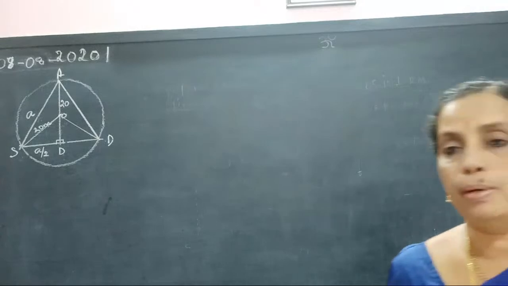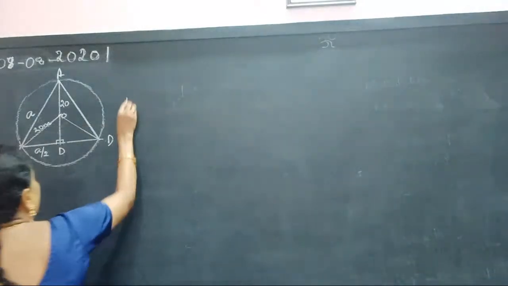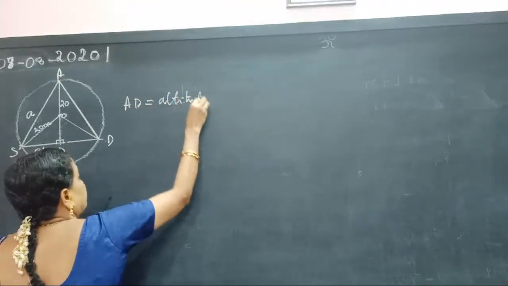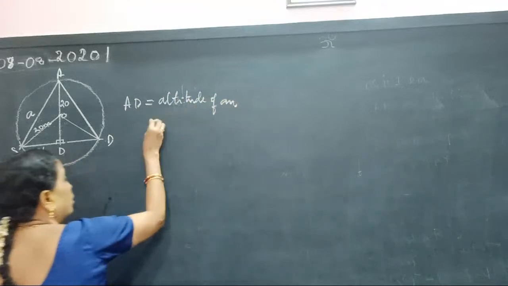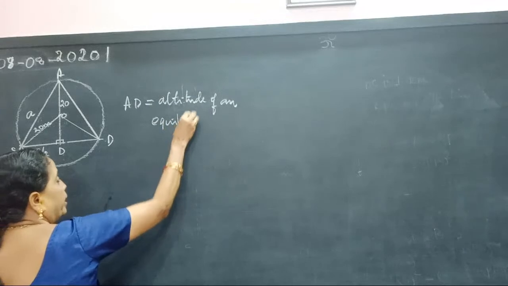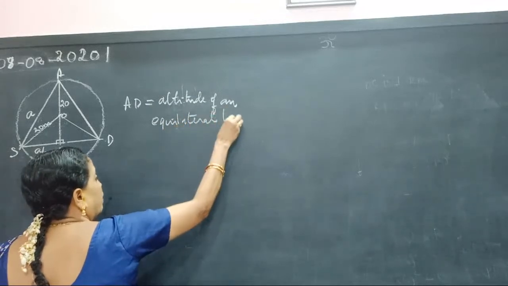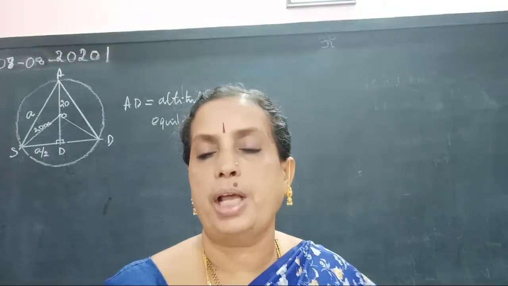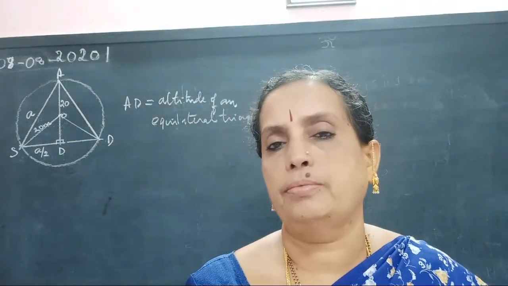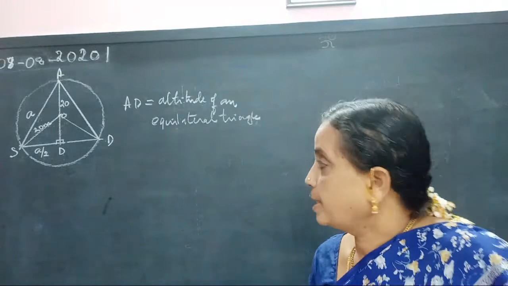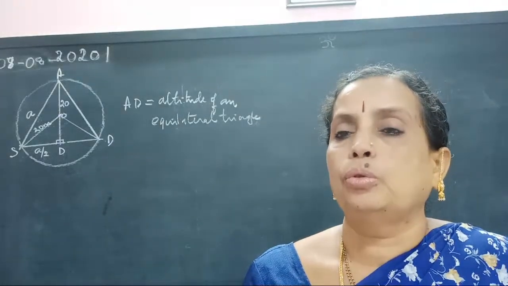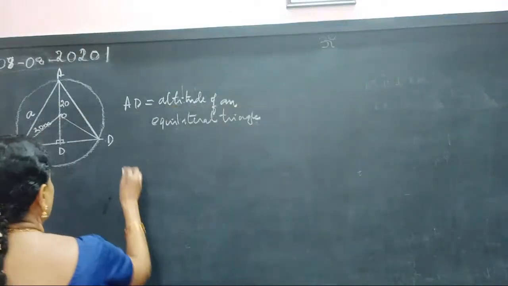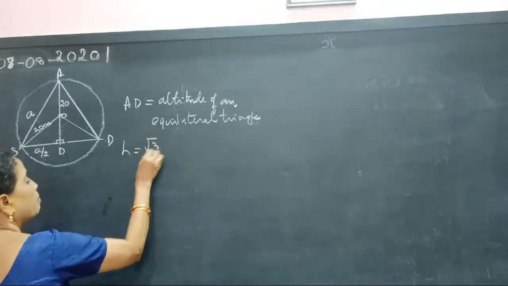Listen to the explanation properly. AD equals altitude of an equilateral triangle. Don't write anything, listen to the explanation. The altitude of an equilateral triangle bisects the base. Therefore, SD will be A by 2. AS will be A unit. Okay? Next, H equals root 3 by 2A.